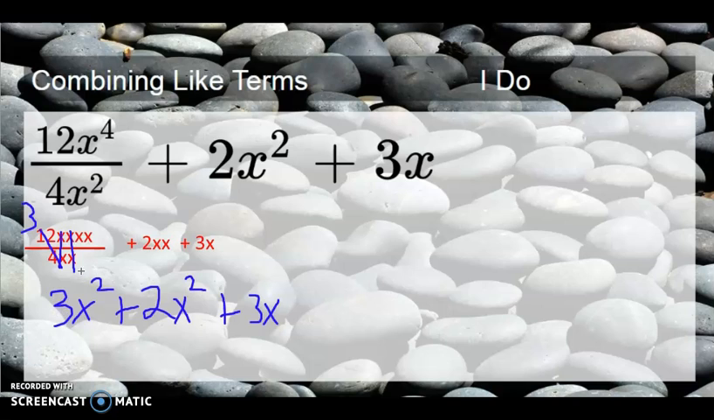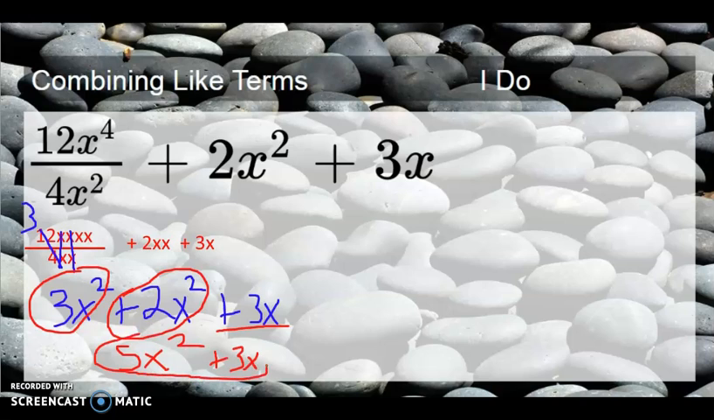Now let's combine like terms. We have x squared right here, and we have x squared right here. 3x squared plus 2x squared is 5x squared. And then we have a plus 3x at the end. And that's our simplified expression.